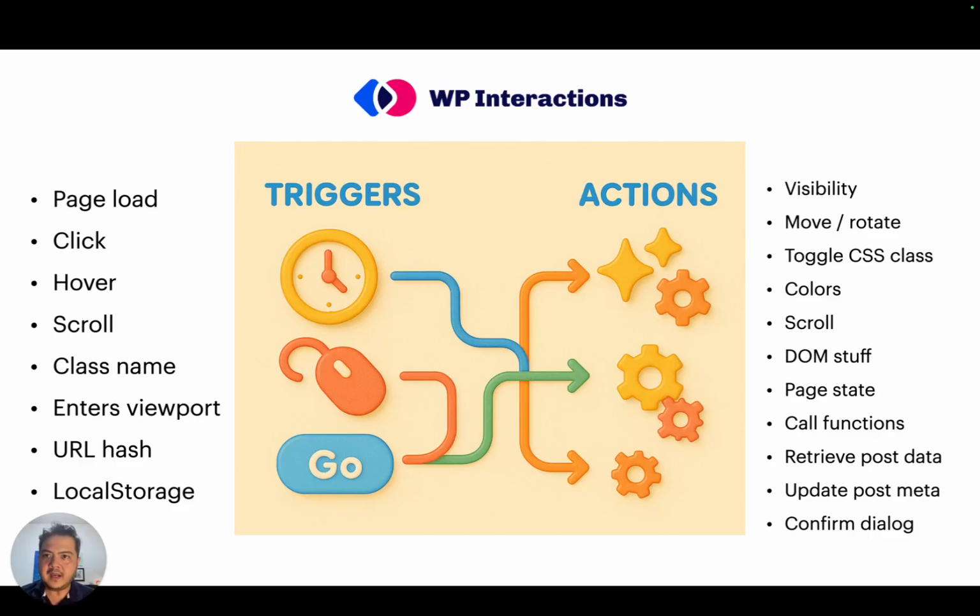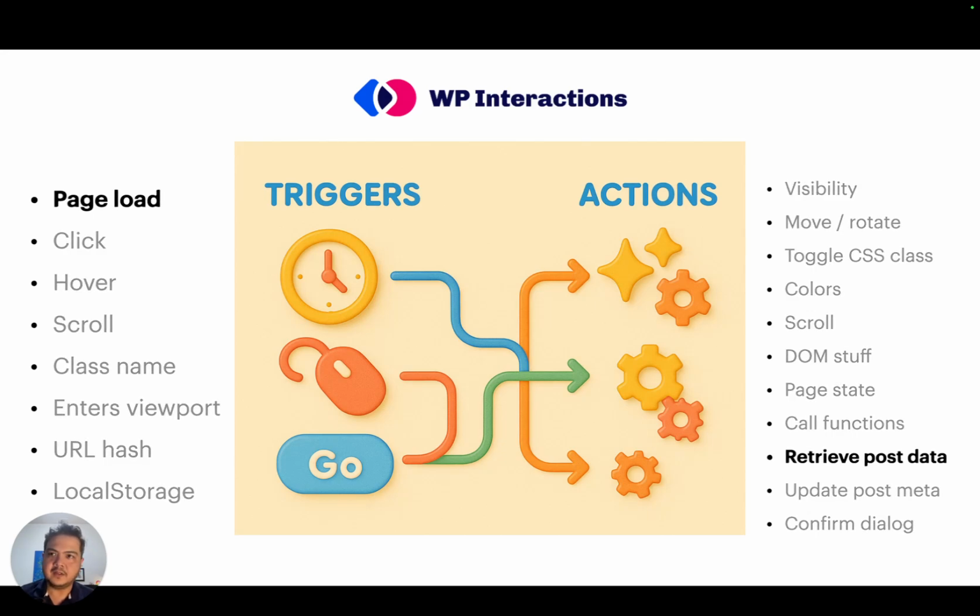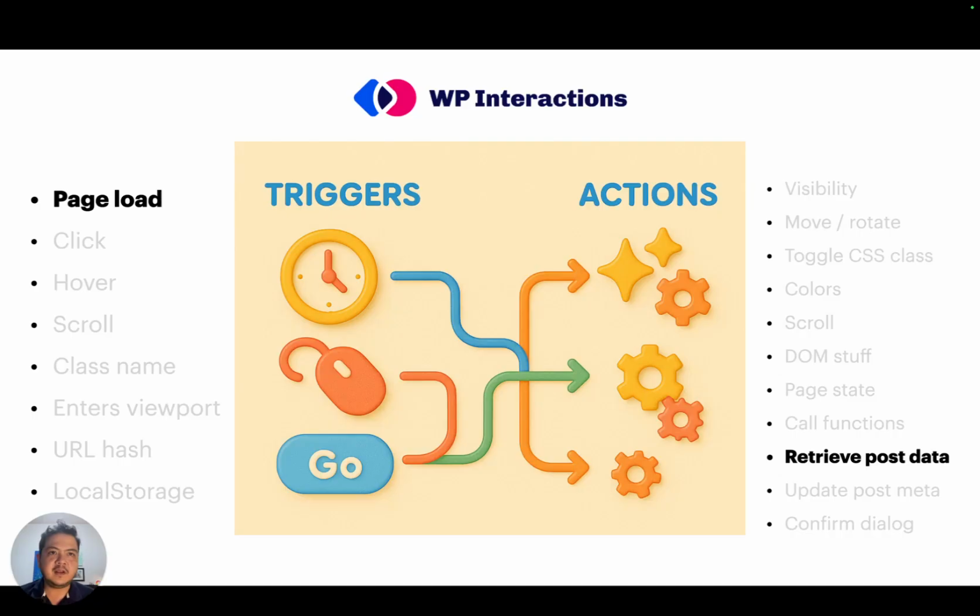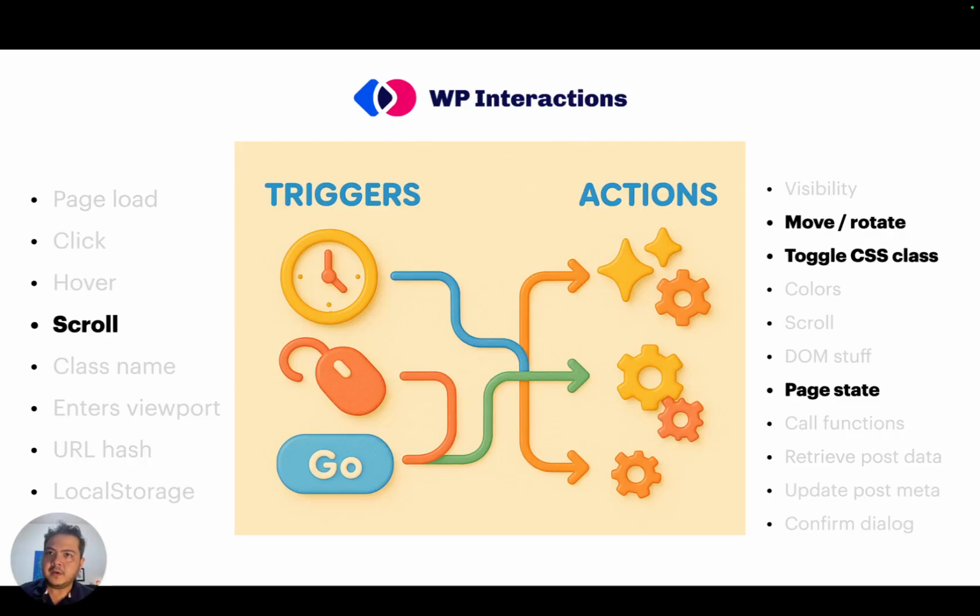So you can combine these triggers and actions in different ways. You can come up with some pretty powerful interactions. So let's say on page load, you can retrieve some post data, like the number of thumbs up of a portfolio, and then you can display it somewhere in your page. Or maybe when you scroll down a page, so scrolling here is the trigger, and then you can have an elaborate set of animations where the images and text would move around and then update the state of the page.